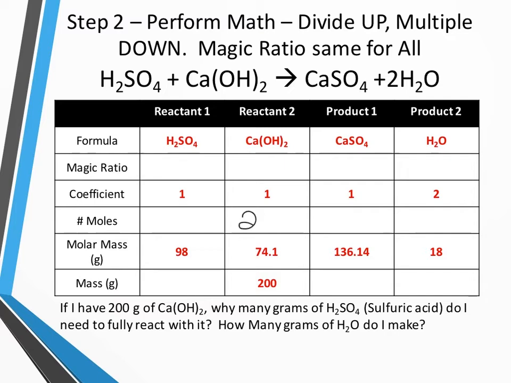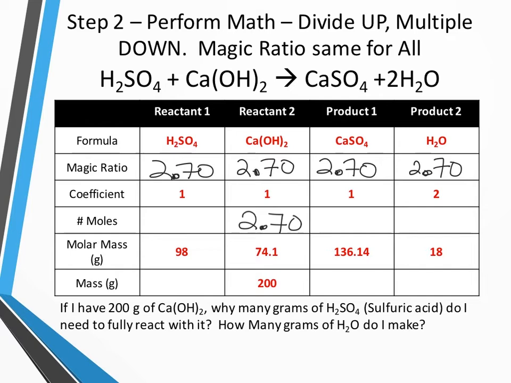So when we do that, we get 2.7. And then we take the coefficient and we divide that into the moles to give us this thing called the magic ratio. So that's 2.7. Now the magic ratio is the same for every product and reactant in this particular reaction problem. So we're going to say that it's 2.7 here, it has to be 2.7 here, and it has to be 2.7 here, and it has to be 2.7 here.